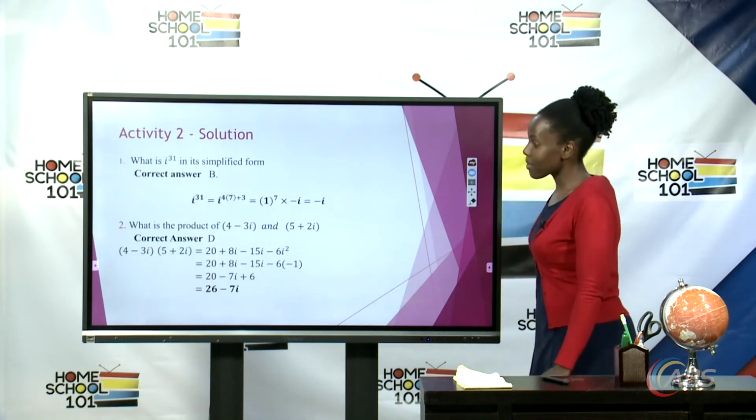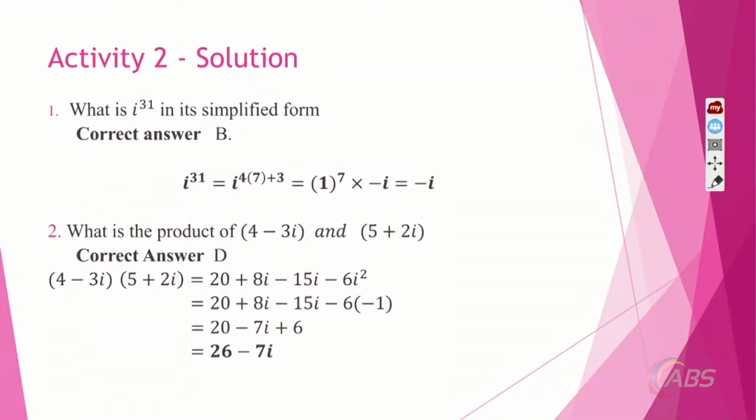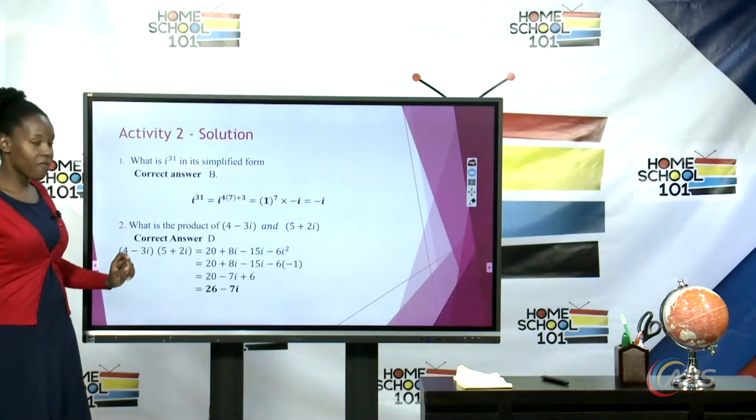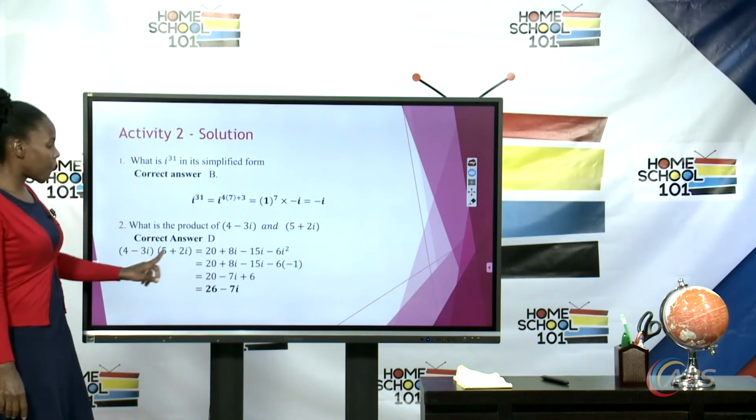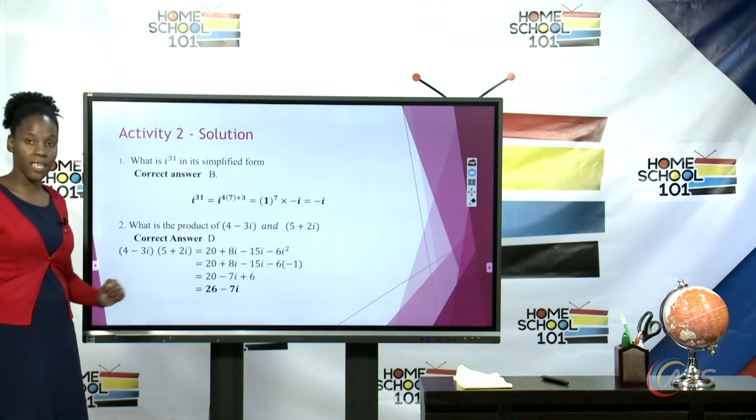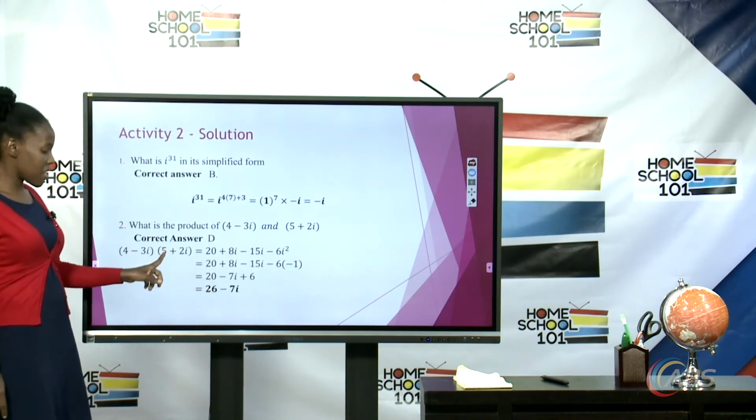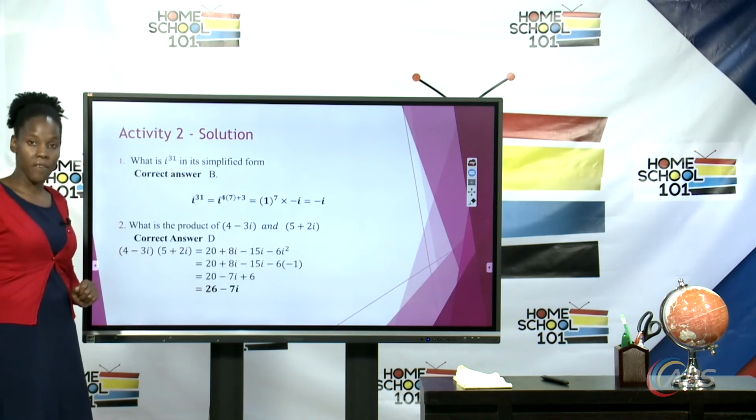Now, the second question states, what is the product of 4 minus 3i and 5 plus 2i? So essentially, the correct answer is D, and if you got that correct, give yourself a tap. So 4 minus 3i times 5 plus 2i. So again, what we would need to do is to multiply. So we go 4 times 5 would give us 20. Then 4 times 2i would give us positive 8i. Negative 3i times 5 would give us negative 15i.